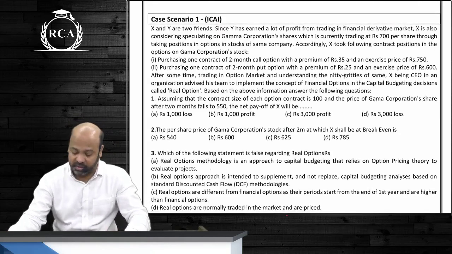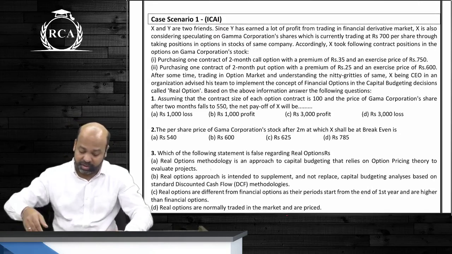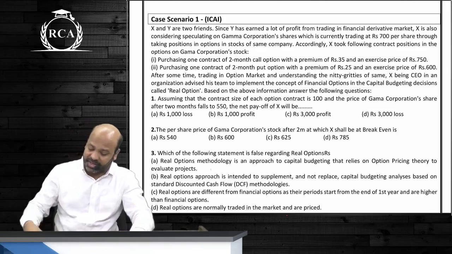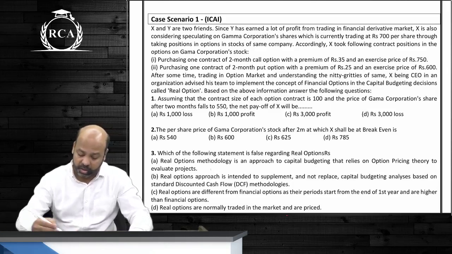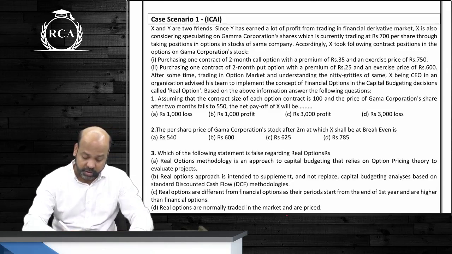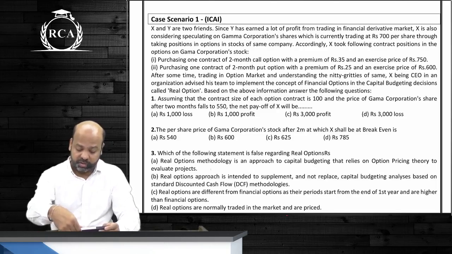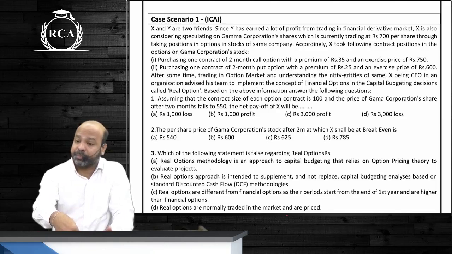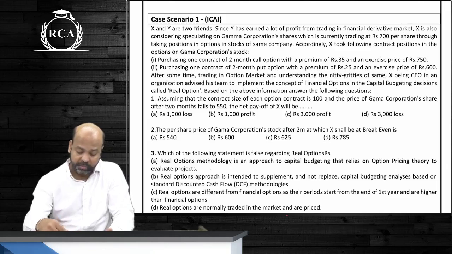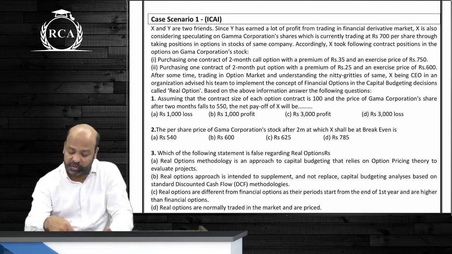The first case scenario, guys. X and Y are two friends. Since Y has earned a lot of profit from trading in the financial derivative market, X is also considering speculating on Gamma Corporation shares, which is currently trading at 700 rupees per share, through taking positions in options and stocks of the same company. Accordingly, X took the contract positions in the options on Gamma Corporation stock. He purchased one contract of 2 months call option with a premium of 35 and an exercise price of 750.